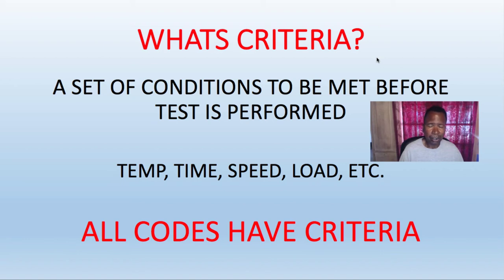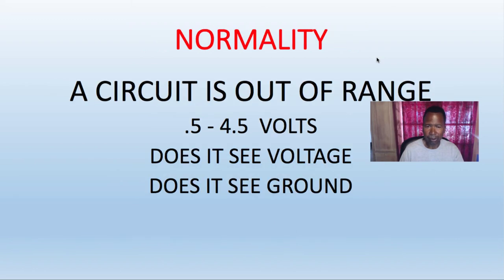Every emission component has a criteria to run that monitor: temperature, time, speed, and load. It depends on what the manufacturer set up for it. All codes have a criteria. Normality: a circuit is out of range. Say the range is 0.5 to 4.5 volts, and the computer does not see that, either seeing 0 or 5. That's out of range. You can set a code for that.